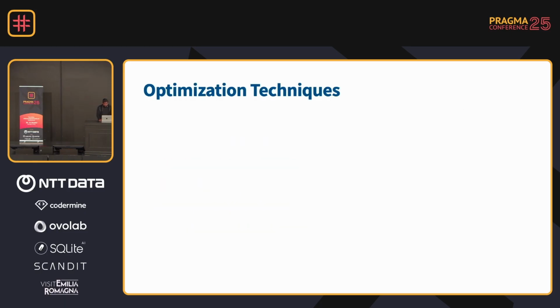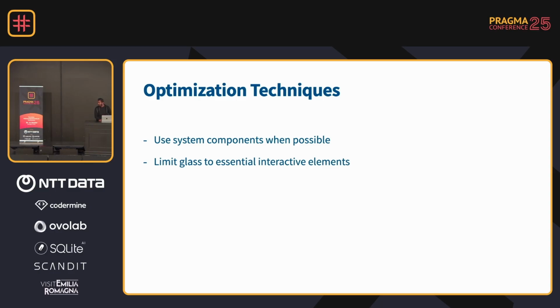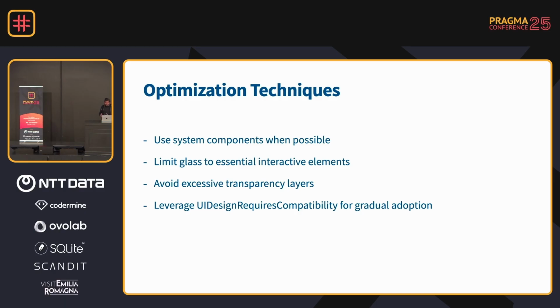All right, next up, optimizing. So how to optimize these things? The first thing is use system components when possible, but sometimes it's not really possible, right? And make sure to limit your glass to essential interactive elements. Don't put glass on non-interactive elements, and use it really wisely based on your application context. And make sure to use the design requires compatibility key during the migration process until you complete all the testing and everything.